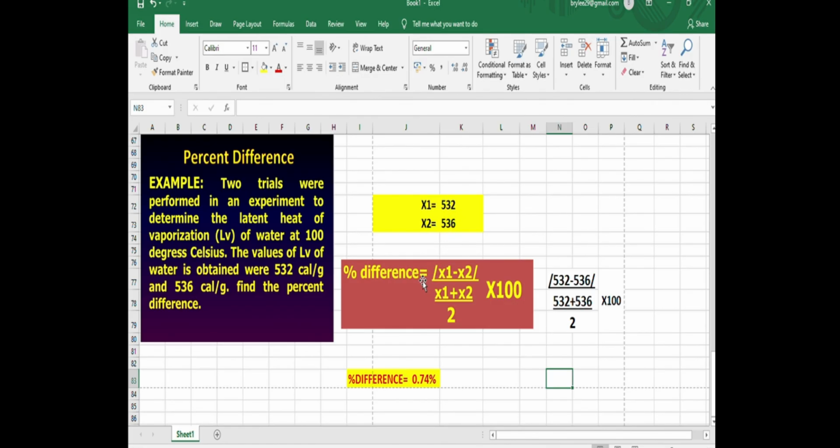Using the formula for percent difference, which is the absolute value of x1 minus x2, divided by x1 plus x2 divided by 2, times 100, let's substitute it. So 532 minus 536, we will get a negative value, which is negative 4, divided by 532 plus 536 divided by 2. Then multiplied by 100, we will get 0.74%. So therefore, there is a 0.74% percent difference between the two values obtained in the experiment.